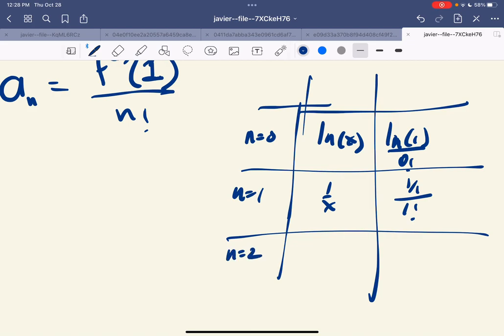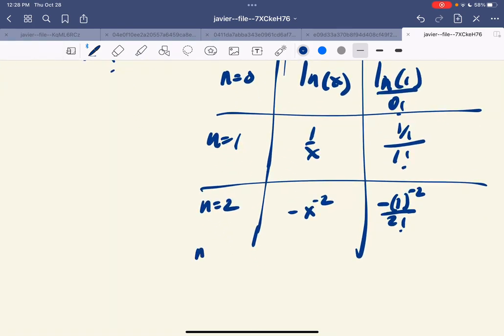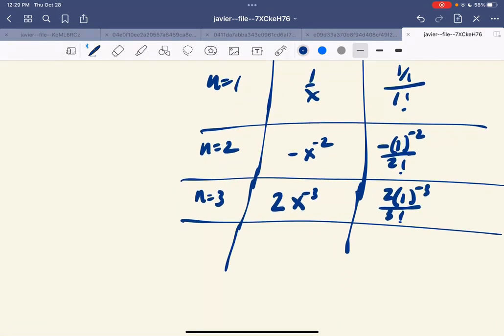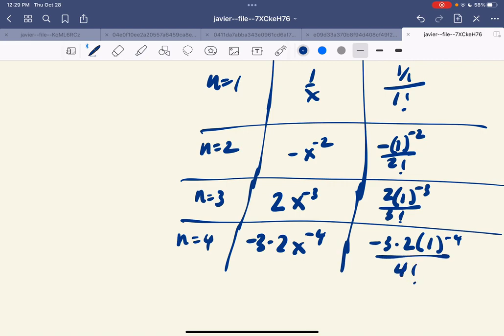For n equal to 2, I need the derivative of that, which would be negative x to the negative 2. And evaluated at 1, that would be negative 1 to the negative 2, and then divided by 2 factorial. And then n equal to 3. That would be 2 x to the negative 3. And I need that, 2 times 1 to the negative 3, divided by 3 factorial. And then n equal to 4. So this would be 3 times 2 times x to the negative 4, and that would be negative 3 times 2 times 1 to the negative 4, all over 4 factorial. And so on and so forth.